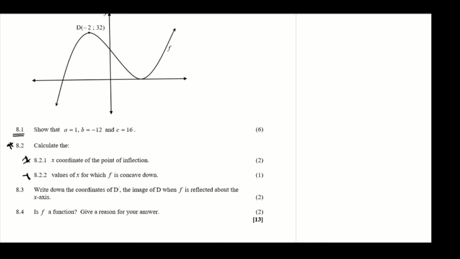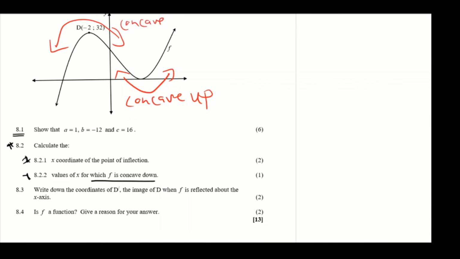8.2.2, we are asked to determine the values of x for which f is concave down. If you take a look at this graph here, this portion is concave up. This portion here is concave down. So we're going to use the point of inflection to predict the concavity of this graph. We know very well that the x value of the point of inflection is equal to 0, meaning it's somewhere here, right?